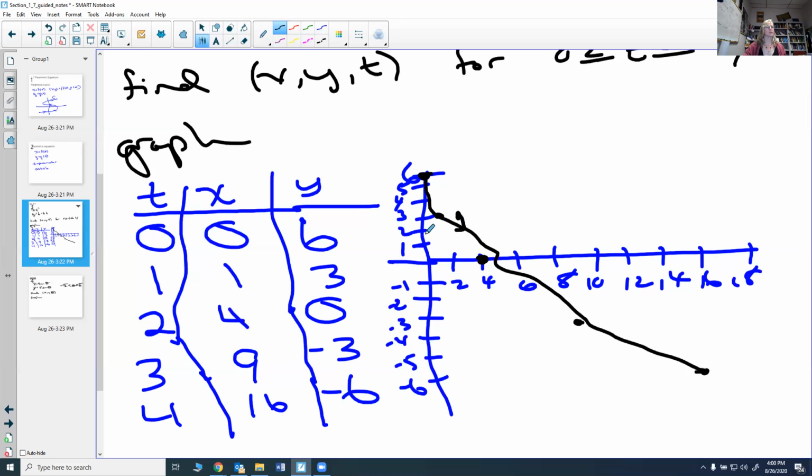But I am going to draw an arrow that says what direction my time was increasing. So I noticed that this was t equal to 0, and this is t equal to 4. So my t is increasing as I go that way. It looks a little bit like a parabola.